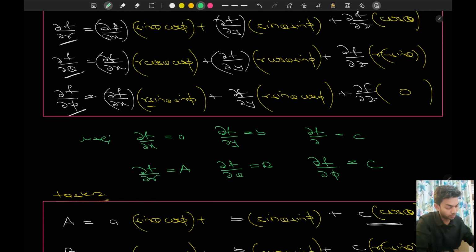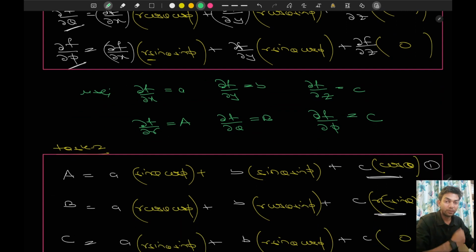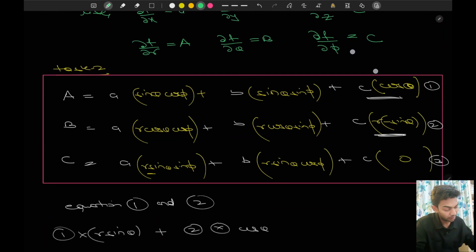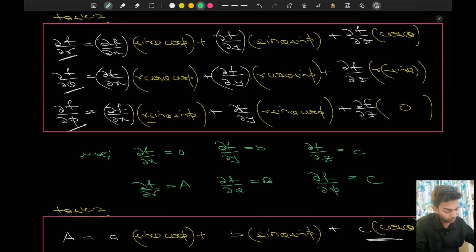I am already making mistakes. Today is tedious calculations, so please bear with me. This will be a test of your patience. Similarly, I have redefined del f by del r as capital A, del f by del theta as capital B, and del f by del phi as capital C. In these variables, the equations in the box reduce to this equation.